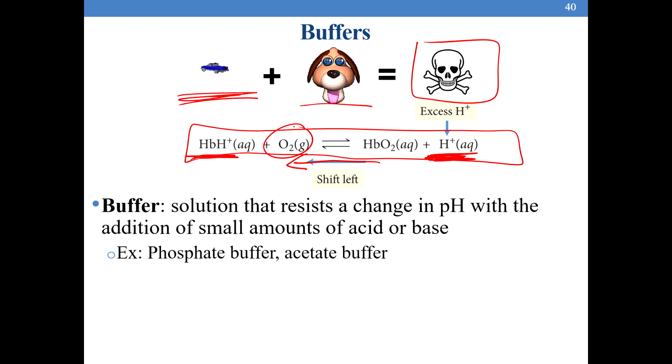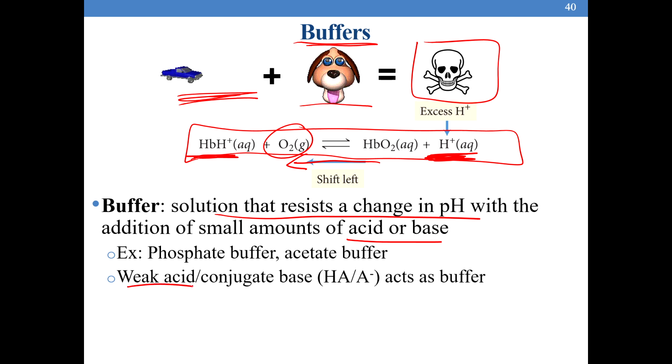So that's what you're thinking buffers are doing. They're resisting change in pH. Okay, so that's why it says here, resist change in pH with the addition of small amounts of acid or bases. Okay, what makes a good buffer are weak acids and their partner conjugate base. So if I have HA, as long as it's a weak acid and his partner conjugate base, the A minus, that will be a good buffer.